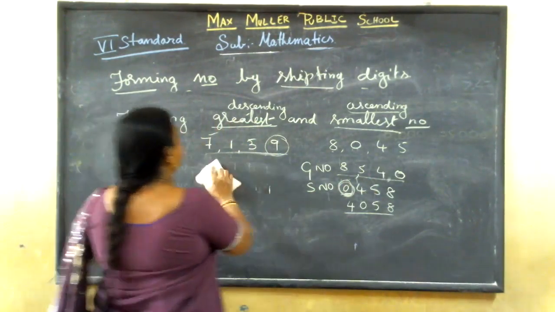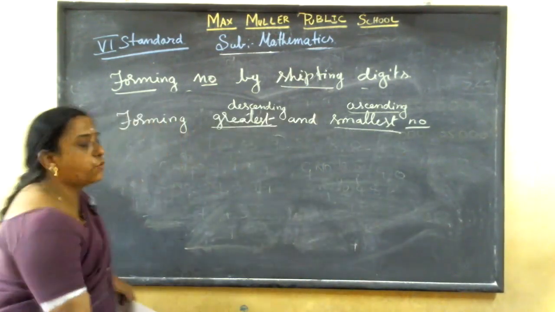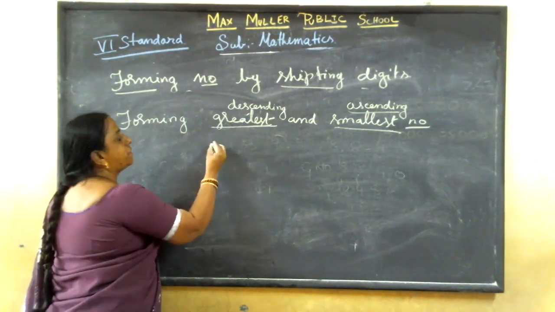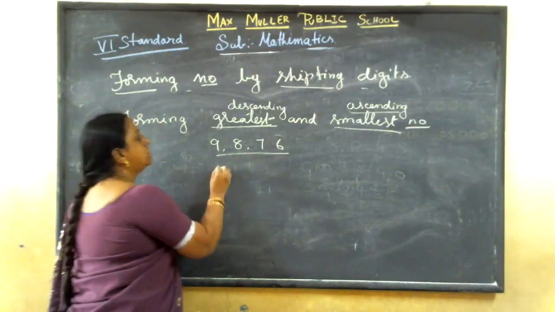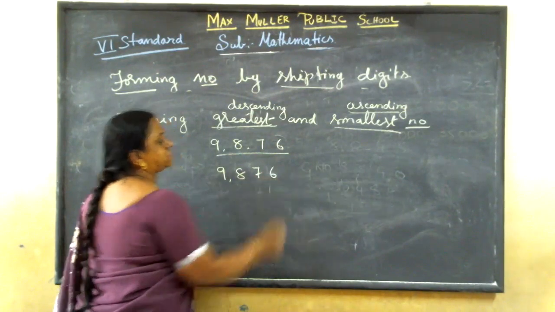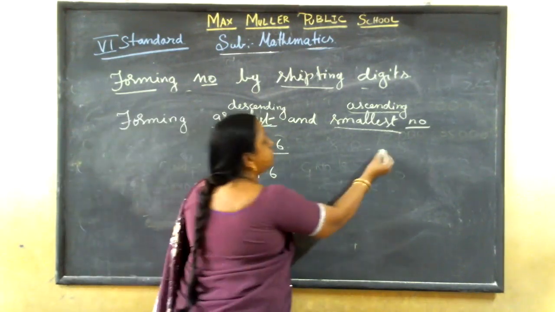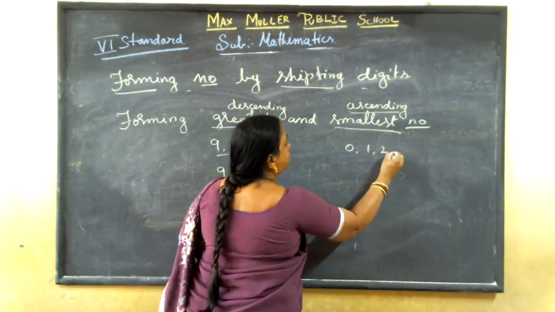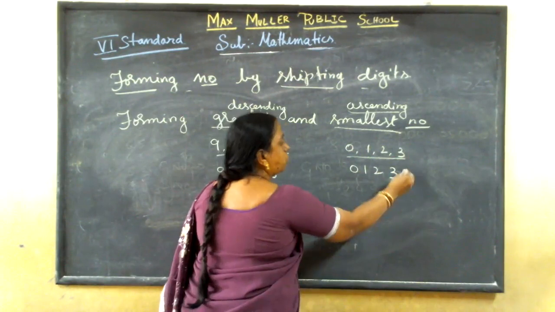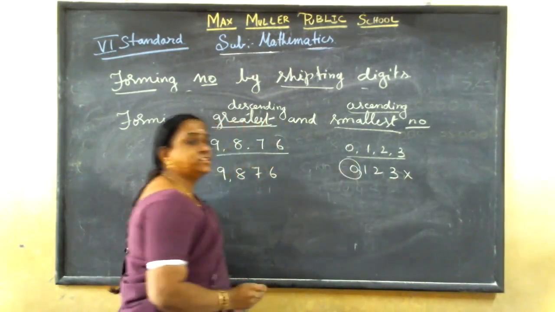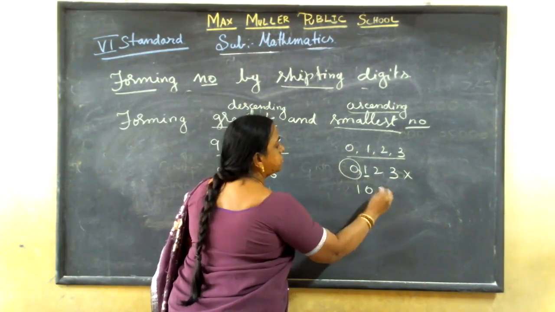If the question does not give any numbers, just write a 4-digit greatest number. So you should take the greatest digits like 9, 8, 7, 6. So by this you should get 9,876. Got it. If they ask for the smallest 4-digit number, and no number is given, then you should take 0, 1, 2, 3. Arrange this: 0, 1, 2, 3. Is it correct? No. Already I told you 0 we can't take in the highest place. So in that case, take the next one: 1, then 0, 2, 3.